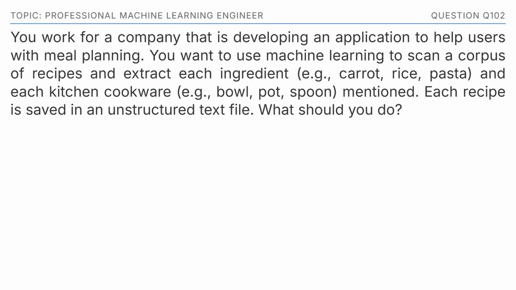You work for a company that is developing an application to help users with meal planning. You want to use machine learning to scan a corpus of recipes and extract each ingredient, e.g., carrot, rice, pasta, and each kitchen cookware, e.g., bowl, pot, spoon, mentioned. Each recipe is saved in an unstructured text file. What should you do?